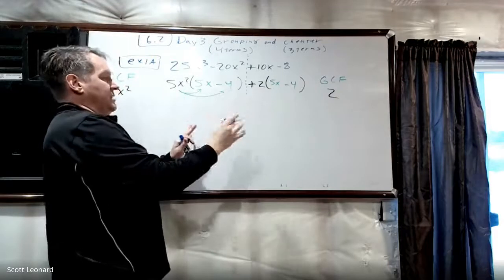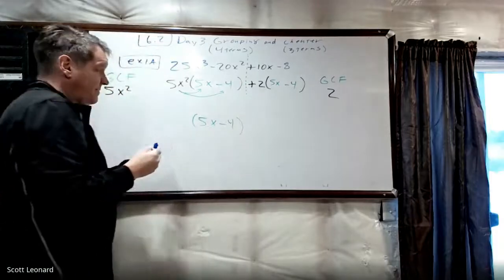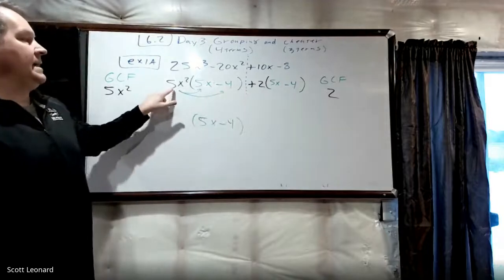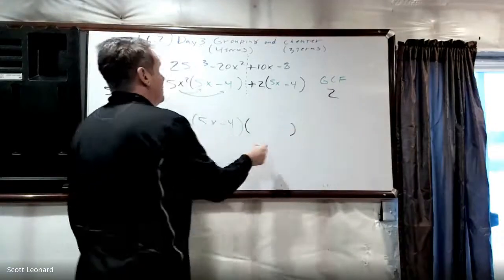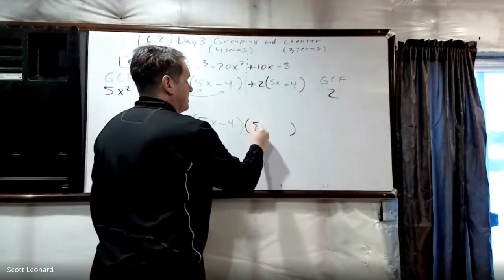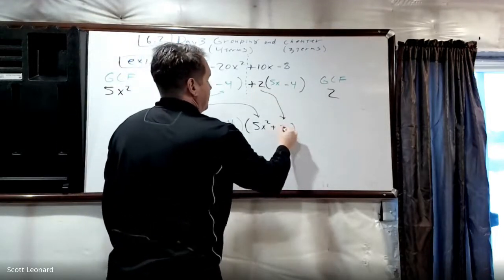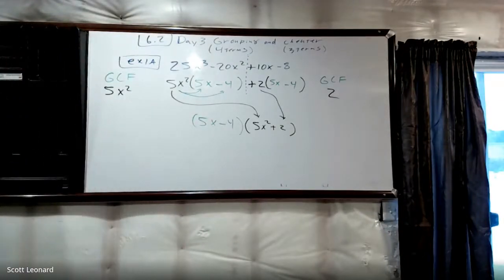So just watch this. Don't freak out. What you're allowed to do is to go 5x minus 4, and then take each piece's front half and combine them. So now my second set of parentheses is going to be 5x squared plus 2. Everybody see that? Any questions?